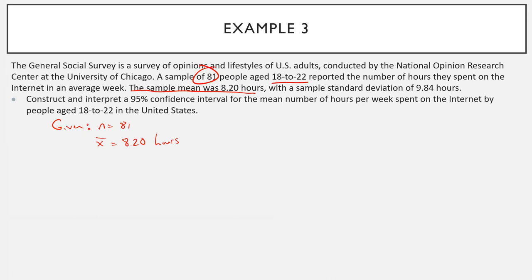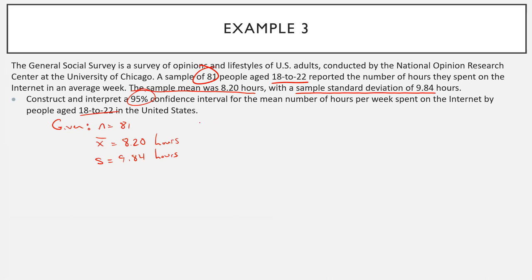And then it goes on to say the sample standard deviation is 9.84 hours. What's really interesting here, if you look at these numbers, is that it means the data set's skewed very right. But anyways, let's construct a 95% confidence interval for the mean number of hours per week spent on the internet by people aged 18 to 22 in the United States.